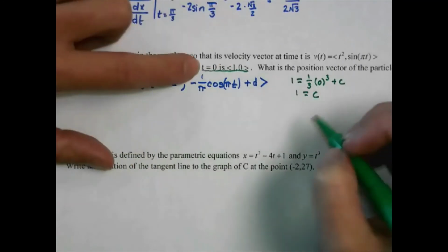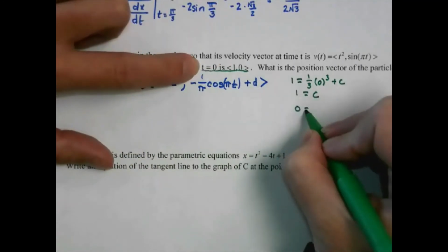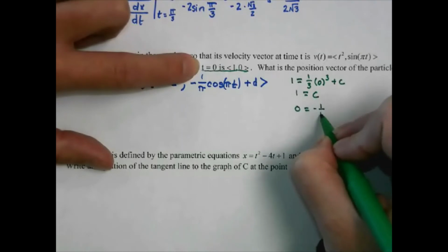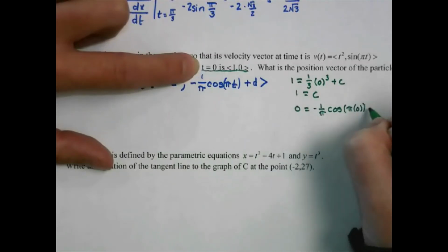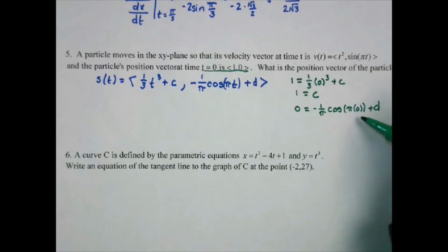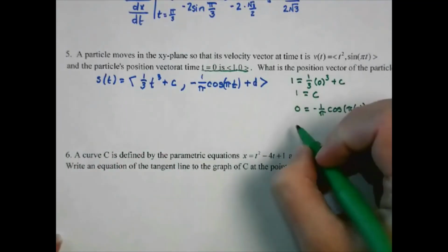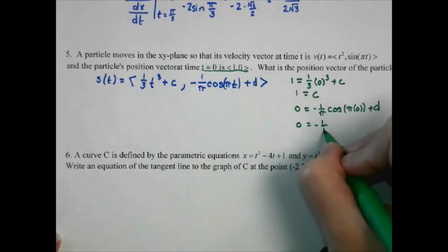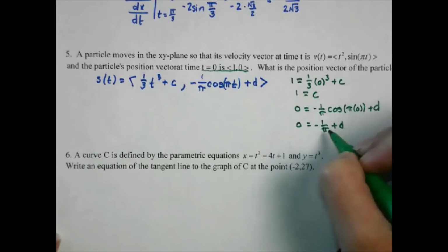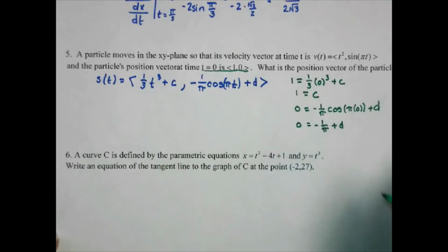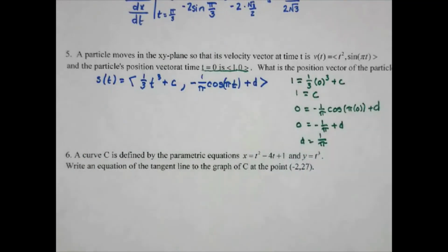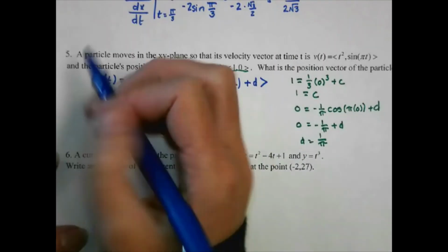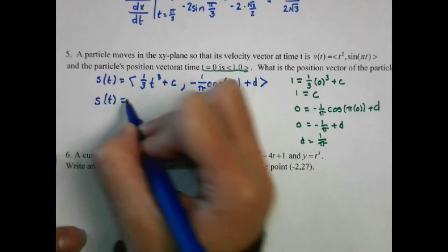This one, when t is 0, we get 0 equals negative 1 over pi cosine pi times 0 plus d. Cosine of 0 is 1. So this is going to be negative 1 over pi times 1, which means our d is a positive 1 over pi. So now we will write the particular solution.